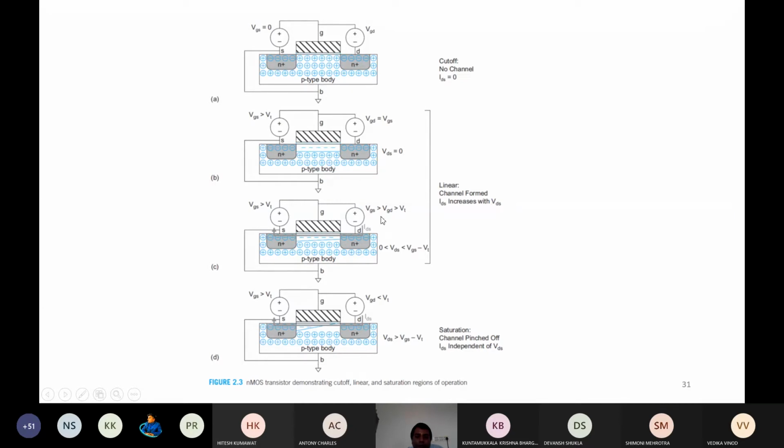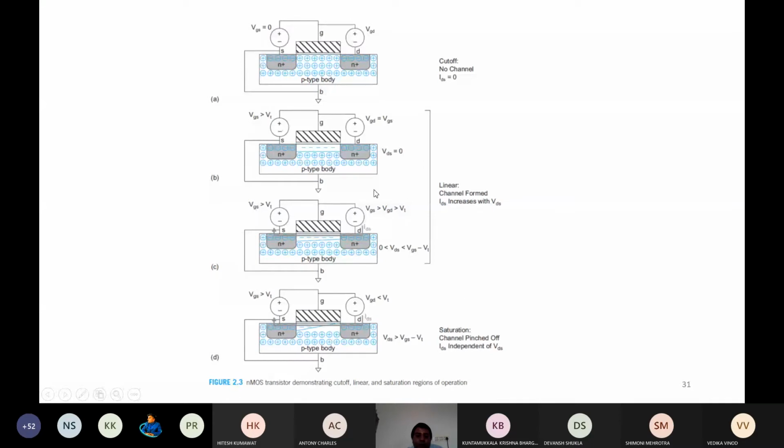Further, if you apply some drain to source voltage, that will give different regions. The linear region requires a drain to source voltage which should be less than VGS minus VT, and the second case, the saturation region, requires VDS, the drain to source voltage, to be greater than VGS minus VT.